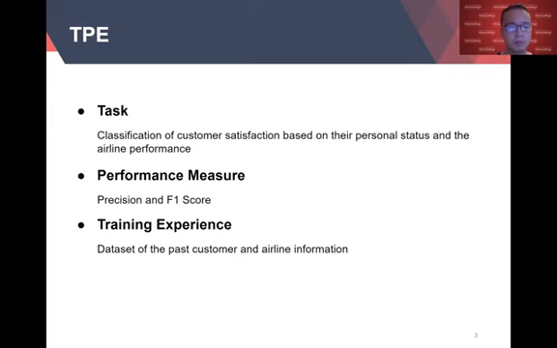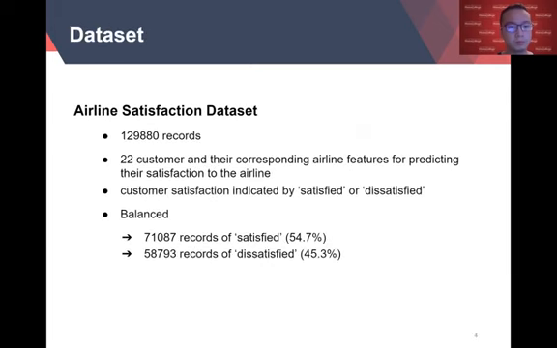The training experience we use here is a data set of past customer and airline information. The airline satisfaction data set we have contains 129,880 records in total. We have 22 features of customers and their corresponding airline features for predicting their satisfaction. Customer satisfaction is indicated by either satisfied or dissatisfied. Our data is almost balanced: about 54.7% of records are satisfied and 45.3% are dissatisfied.